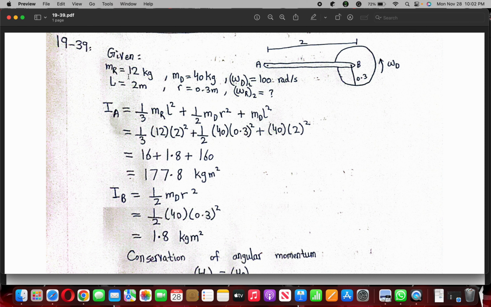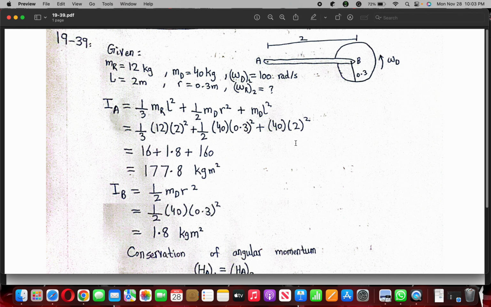So we are given the mass of the rod, which is 12 kg, and the mass of the disc, which is 40 kg, and the initial angular velocity of the disc is 100 radian per second, and the length from pin A to pin B is 2 meters, and the radius of the disc is 0.3 meters, and we have to find the angular velocity of the rod at the moment the disc has stopped spinning.